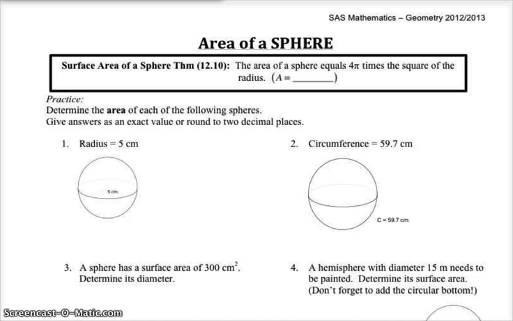Okay, moving on. So surface area. We just did volume. Volume is 4/3 pi r cubed. Surface area is just the area of the sphere, which equals 4 pi times the square of the radius. So translating that into formula form, it's just 4 pi r squared.